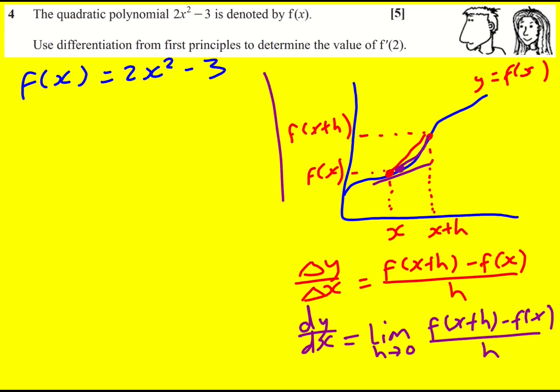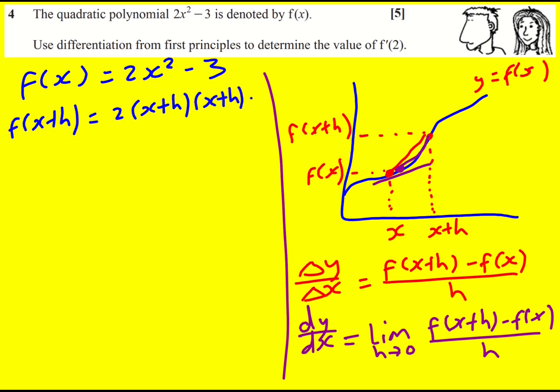Okay, so now we've derived that, we can actually just use it. So it must be that f of x plus h is equal to 2 times (x plus h) squared, which is (x plus h) times (x plus h), minus 3. And I can expand that out. x squared plus 2hx plus h squared. Okay, and I'm going to expand this bit out as well.